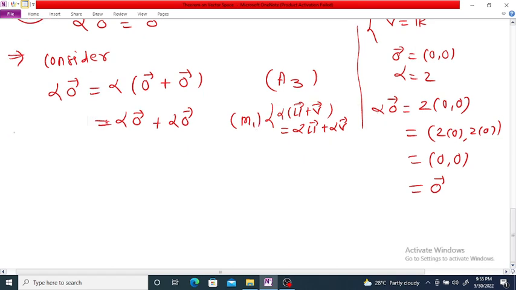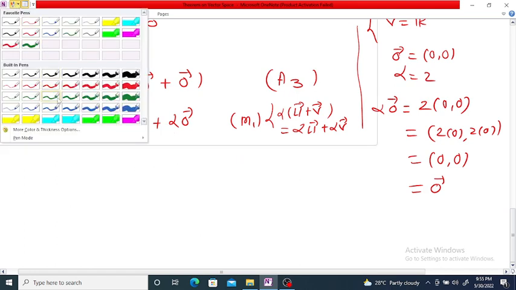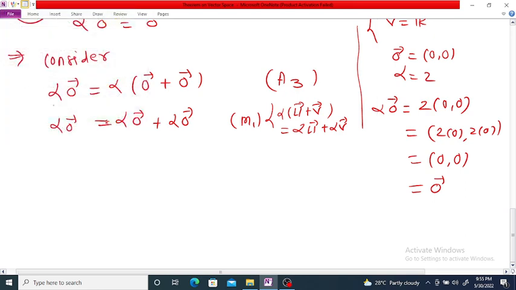Now if we add on both sides, since this vector alpha 0 bar, I am writing in a different color, lies in the vector space V, and V is a vector space, this implies there exists an additive inverse. Why does this alpha 0 bar lie in V? By using C2, the closure property.